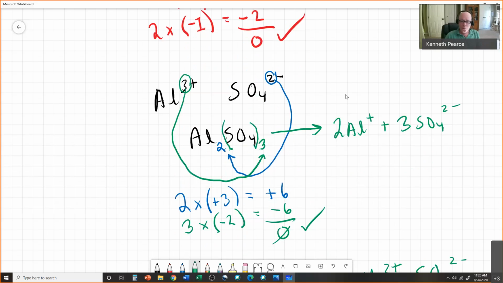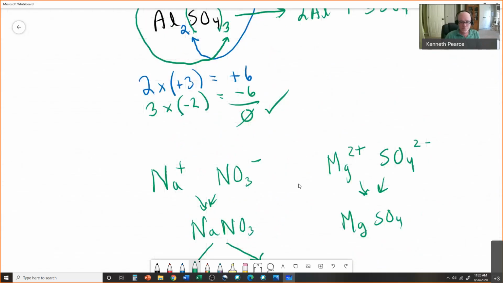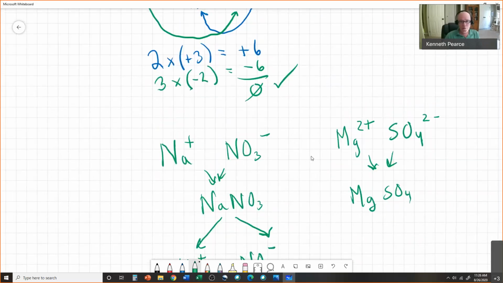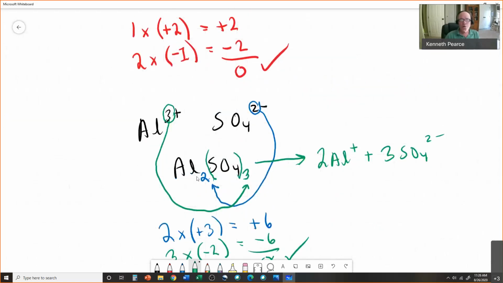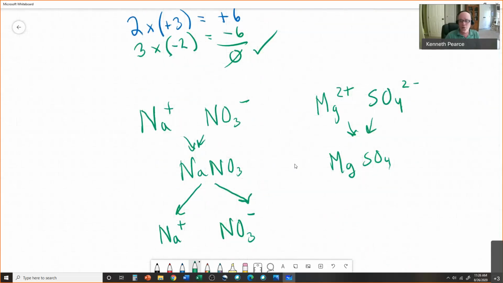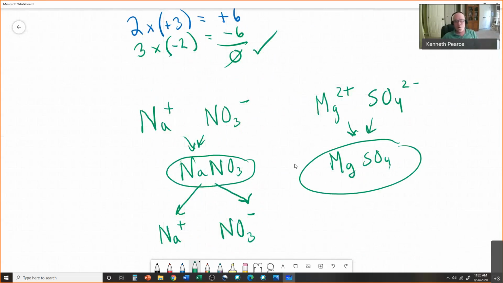Okay, so putting these compounds together, the big take home on this is that the charges must equal 0. And if they don't, you must cross the charges. Keeping in mind, these polyatomics, after you cross the charges, you have to put it in parentheses if you have more than one. If you only have one, such as down over here, you don't have to put anything into parentheses. It's understood that there's just one.